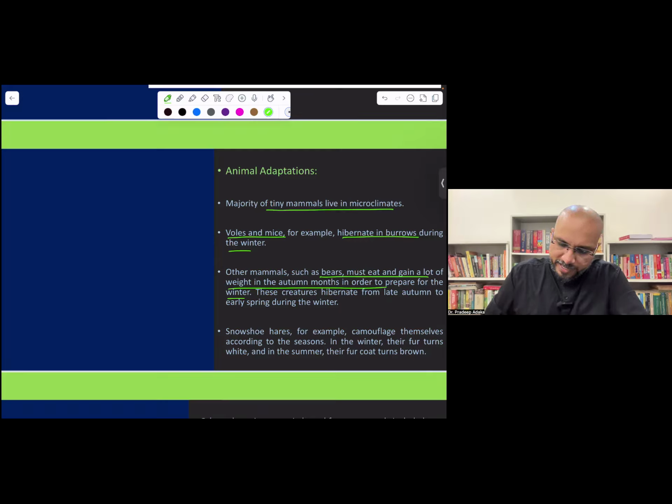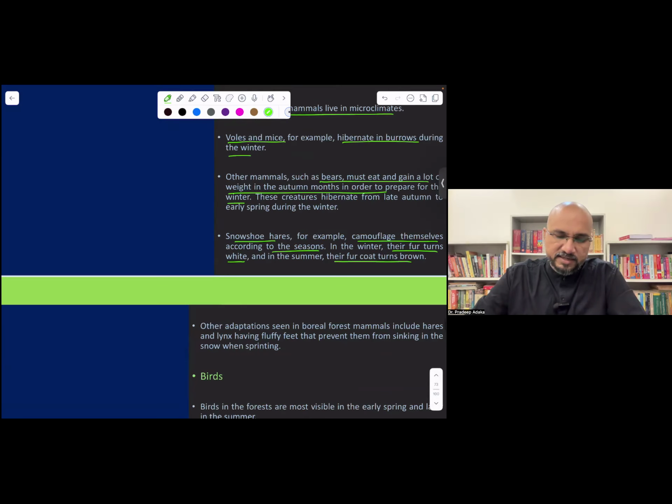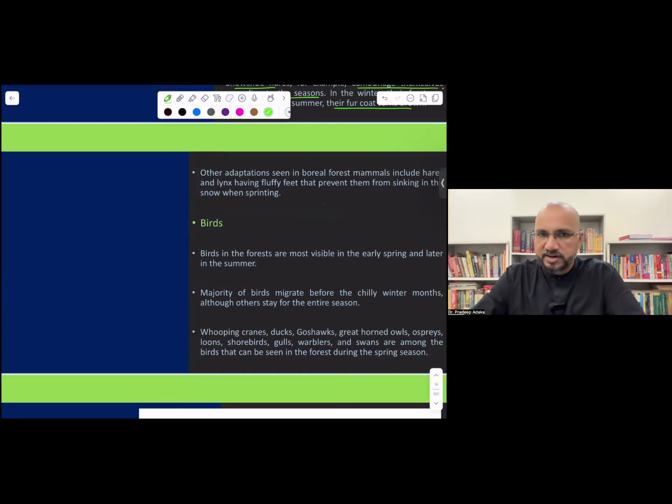So snowshoe hare, for example, they camouflage themselves according to the season. So in the winter, their fur color turns white, and in the summer, their fur color turns brown to hide in the grass. Because in the summer, the water is available and there is plenty of vegetation, so they hide in the grass. In the winter, everything is covered by snow, so they have to protect themselves. So their fur color changes to white, so that they can hide in the snow.